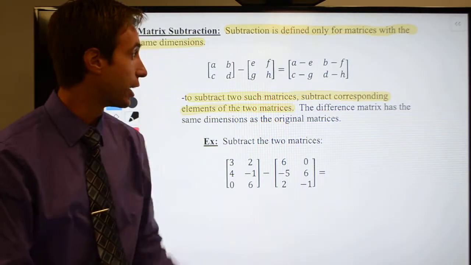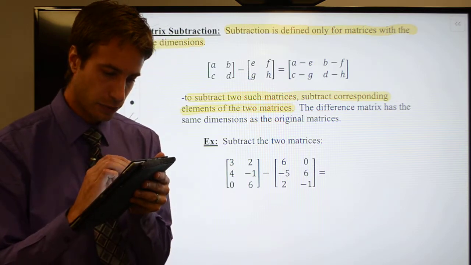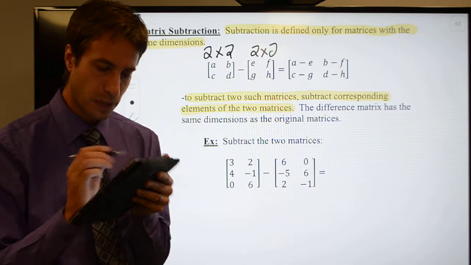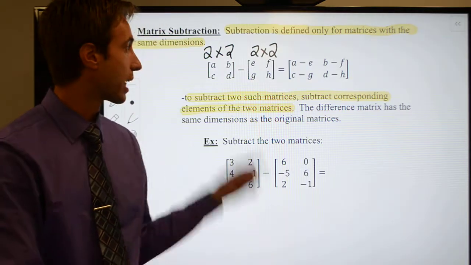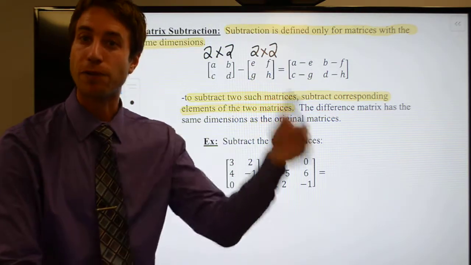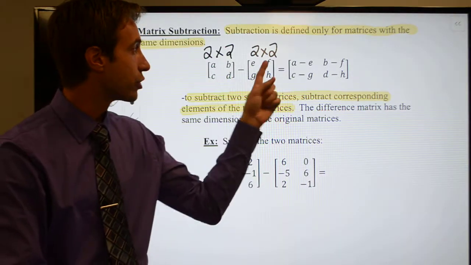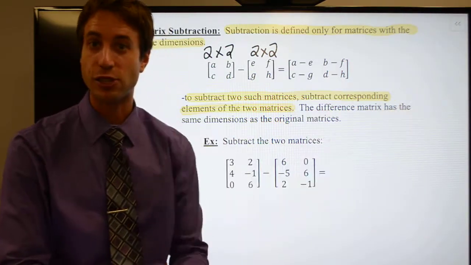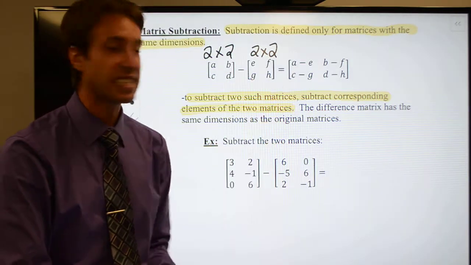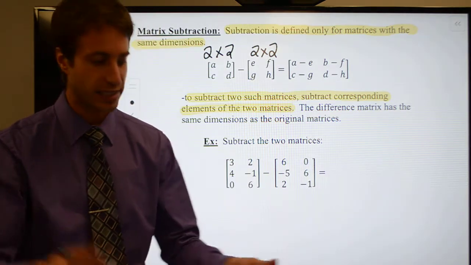If you take a look here, I happen to give you a 2 by 2 and a 2 by 2. And you just subtract corresponding elements. First position minus first position, you get your first element in your difference matrix. Second position, second position, second position in my difference matrix. C minus G, D minus H, right through just like you do addition. Great, let's give it a shot.